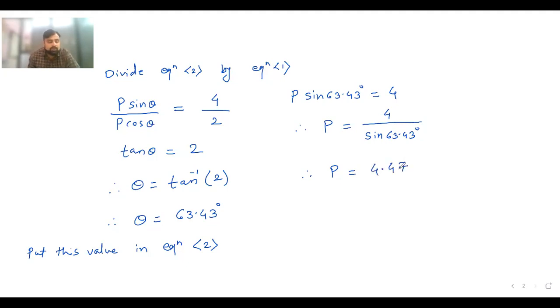What is the unit? Newton, kilonewton? All the forces are given in kilonewton. So here the answer must be in kilonewton. So these are your answers. This is P and this is theta. These two are your answers in this numerical. Is it clear now how to use it? Yes, sir. Easy.